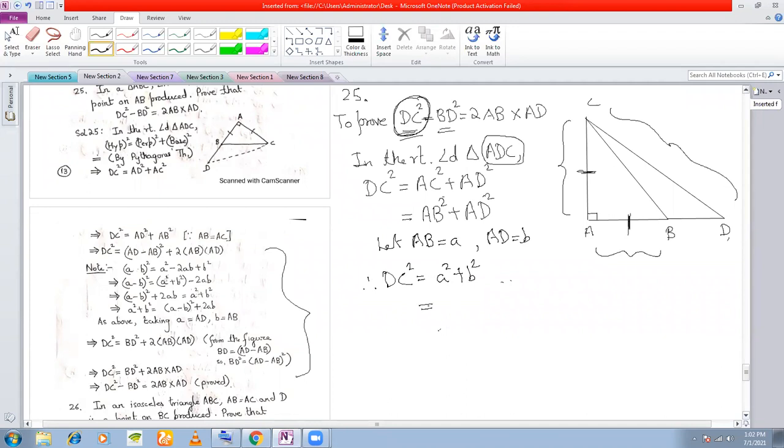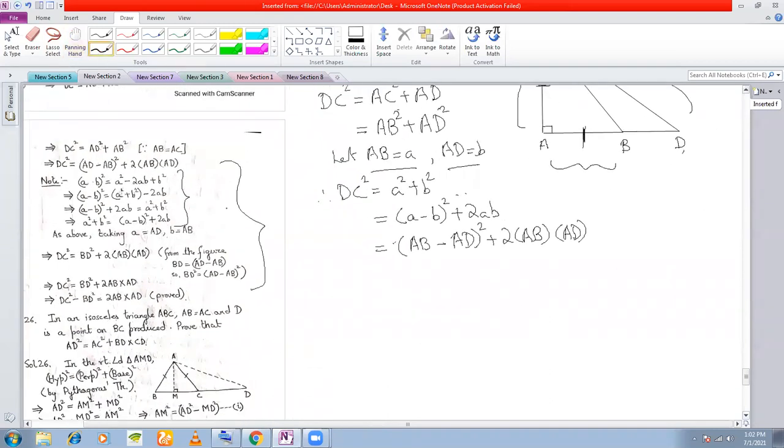Yes, sir. Now A square plus B square, what did I tell you? It is A minus B whole square plus 2AB, right? Now put the value of A. A is AB, and B is AD. So it is AB minus AD whole square plus twice AB into AD, just putting the values of A and B.